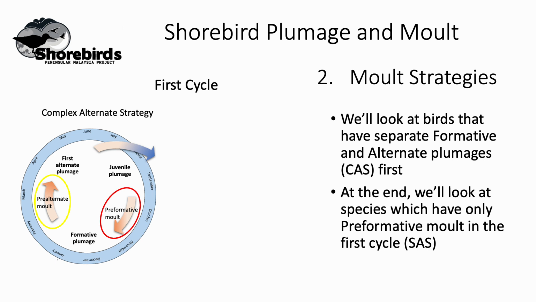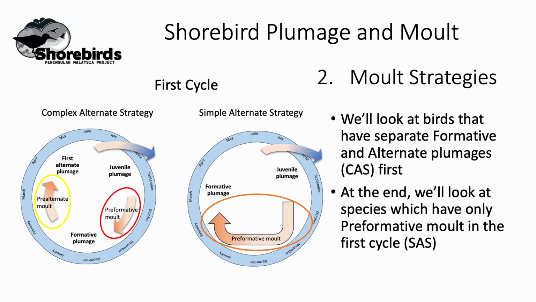And then we'll look at some species which only have pre-formative molt in the first cycle, which is the simple alternate strategy. And that looks like this. So from juvenile plumage, they have a pre-formative molt, which is normally rather protracted and lengthy and results in formative plumage, but there is no alternate plumage in the first cycle. So they then go into the definitive cycle.